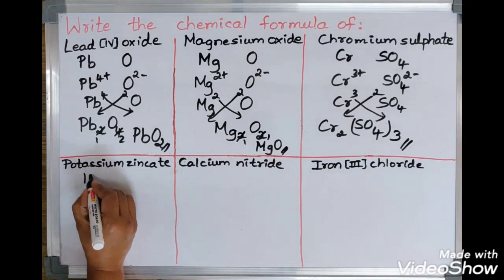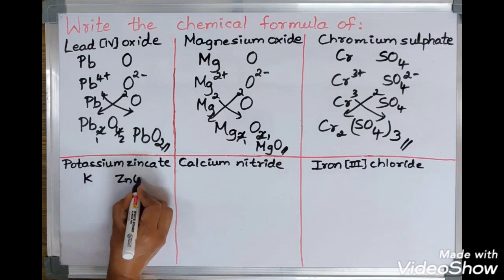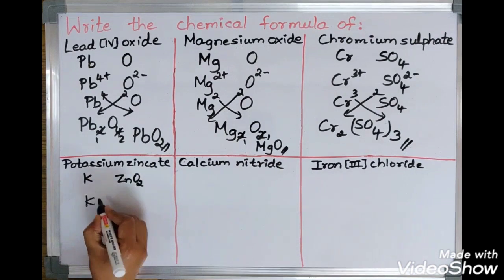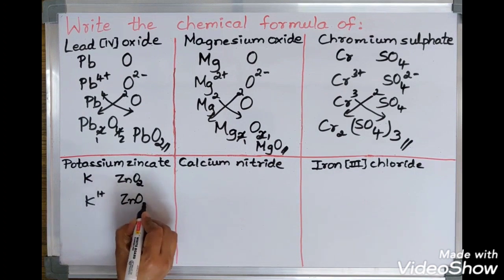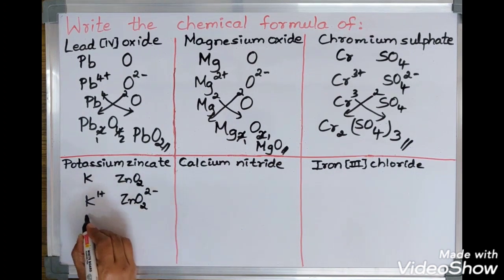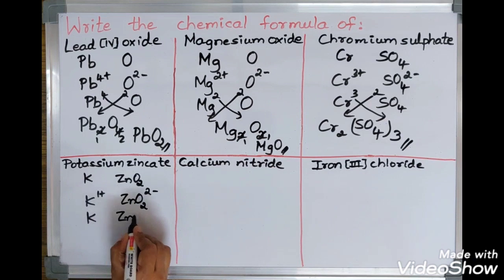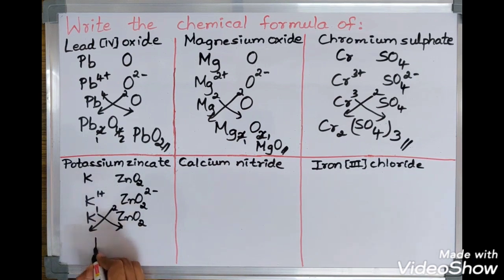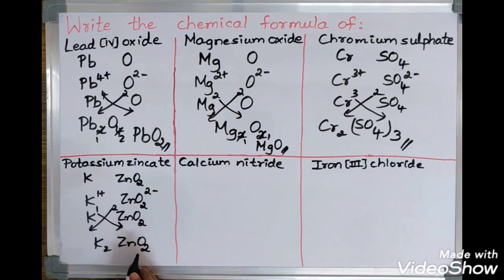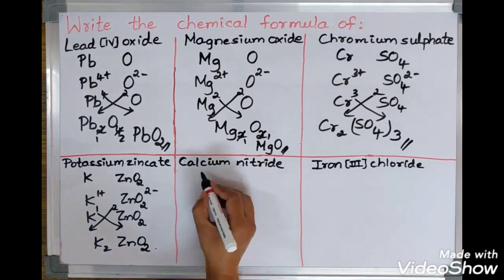Potassium zincate, KZnO2, K1 plus, ZnO2 2 minus, K1 ZnO2 2. When we interchange, we get it as K2 ZnO2. Now this ZnO2 is a radical, and because it is 1, there is no need of a bracket.